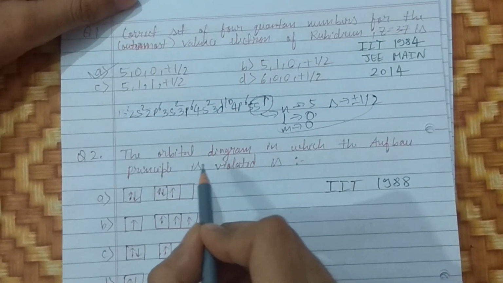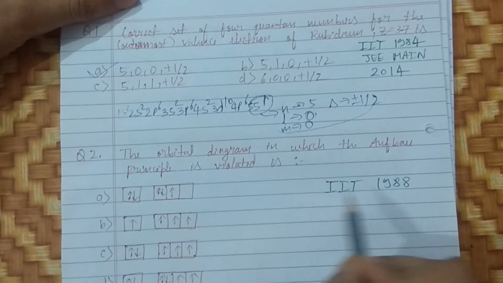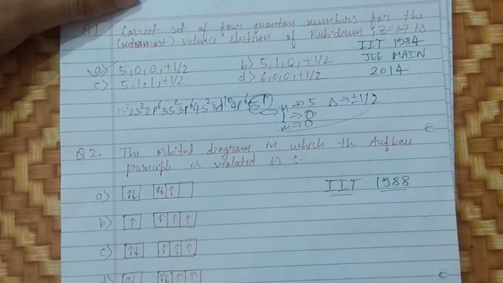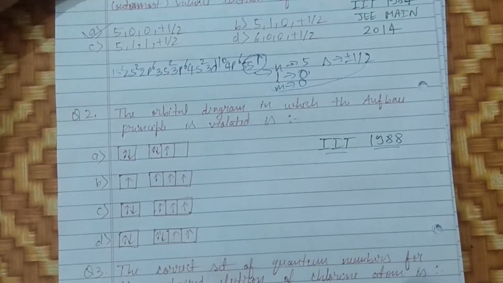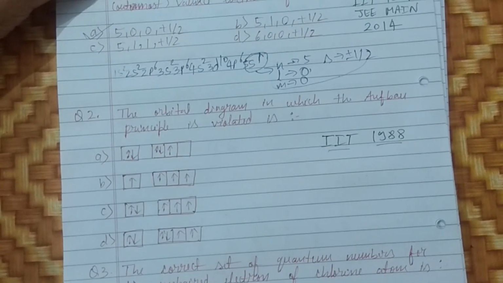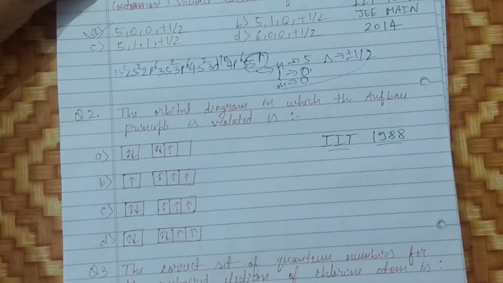The next question is: the orbital diagram in which the Aufbau principle is violated is. This again has been asked in IIT 1988. In the following 4 figures, in which is the Aufbau principle violated? If you try to remember, the first sentence I said while explaining the Aufbau principle in this video was that electrons will be filled in order of increasing energy, which means that first the lower energy orbital will be filled, and after that the higher energy orbital will be filled.